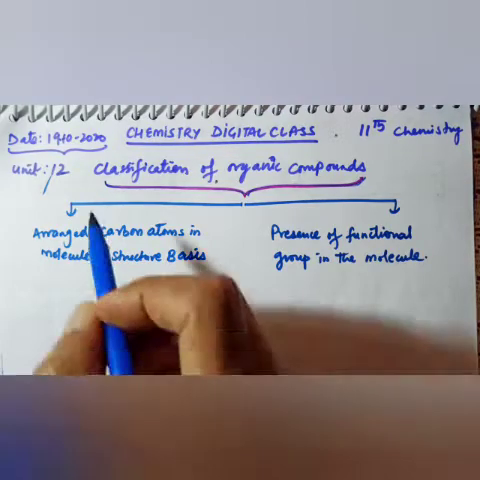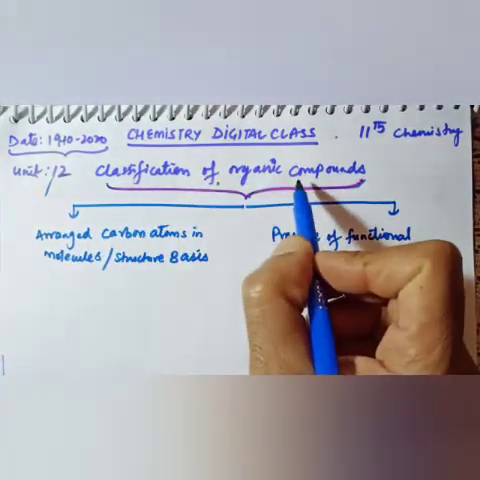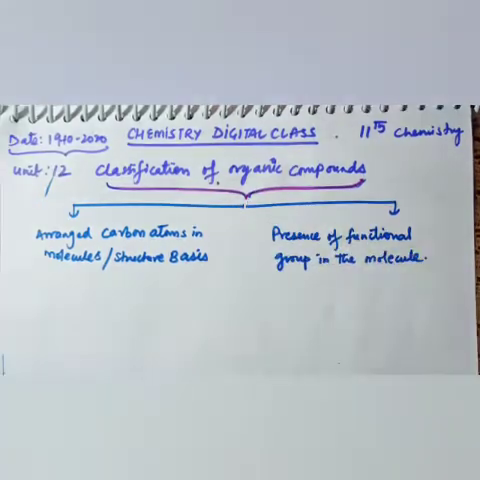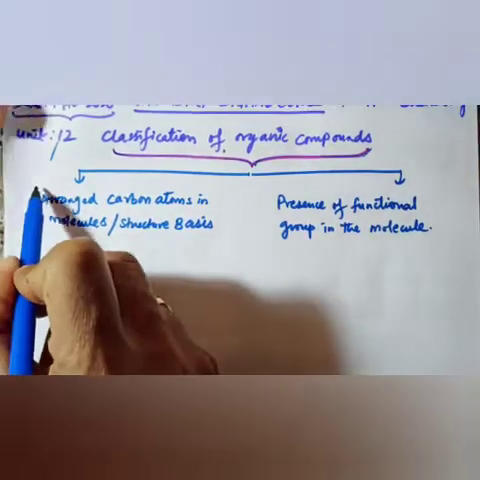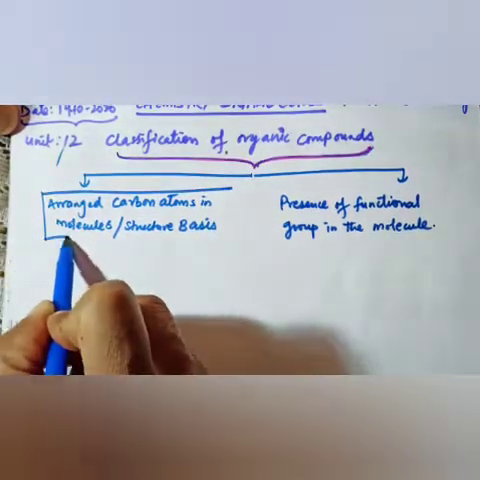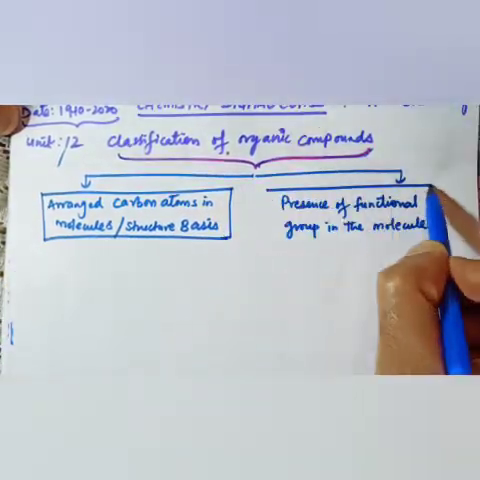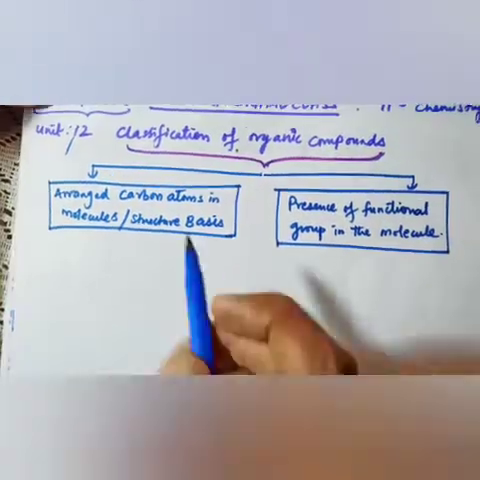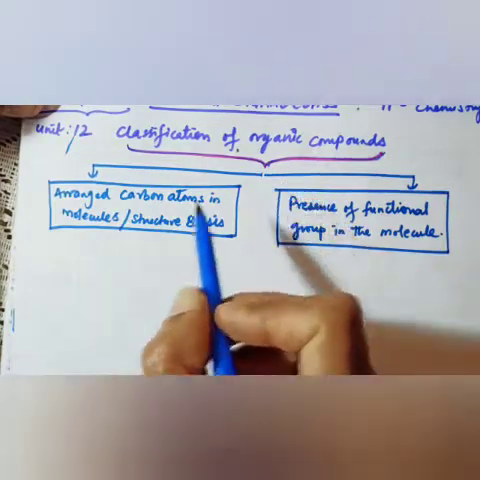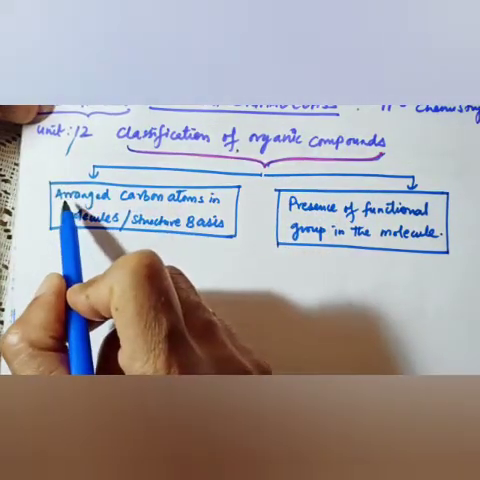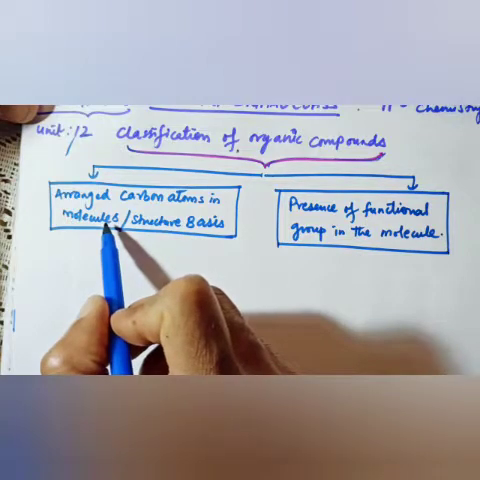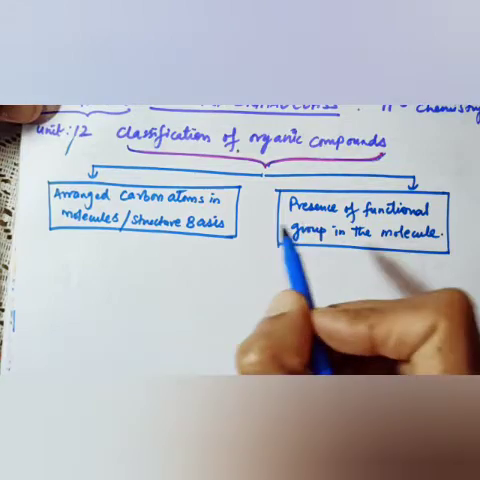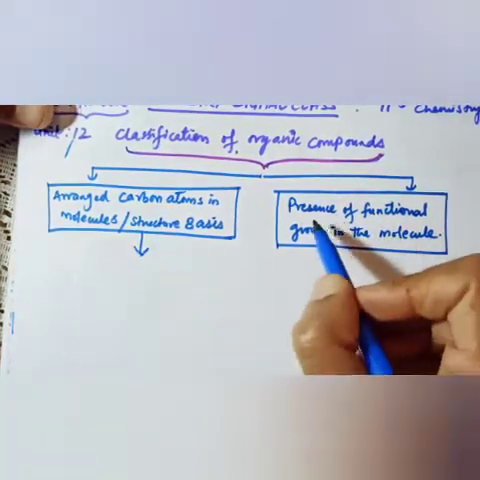Now today I am going to tell you about the classification of organic compounds. From this classification you will come to know many things, so please watch this video carefully. In the next 20 minutes I am going to clear many things that you should know before proceeding in this chapter. Organic compounds can be classified on the basis of two things: first, the arrangement of carbon atoms in molecules, that is, on the basis of structure, how to draw the structure; and second, on the basis of functional group.